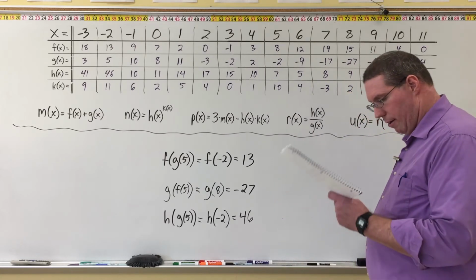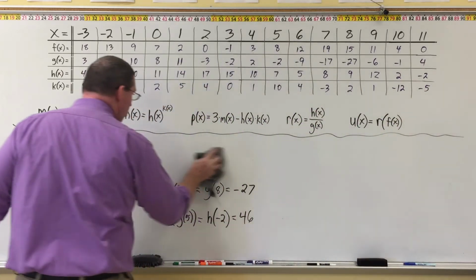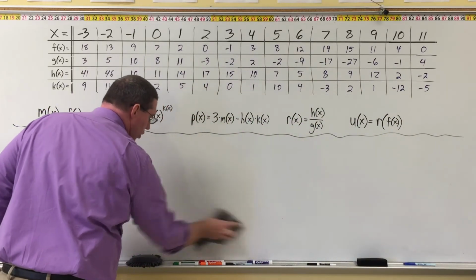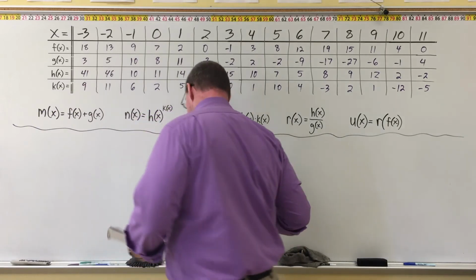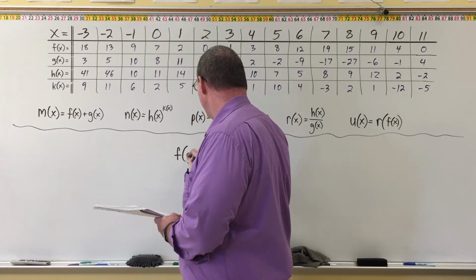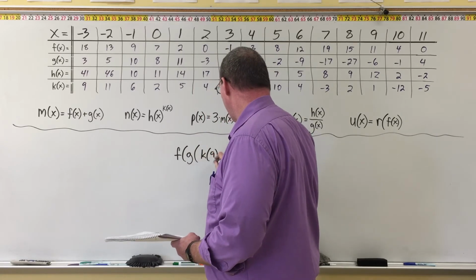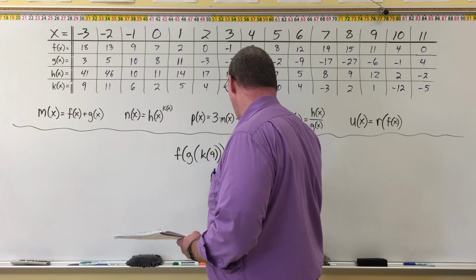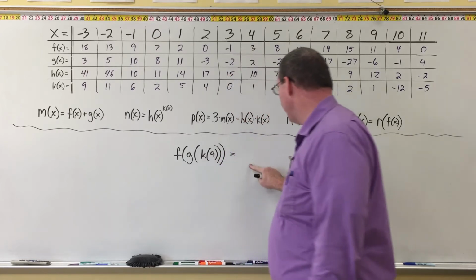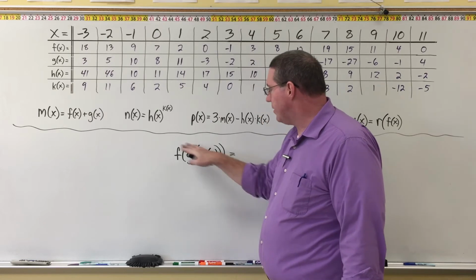Now we're going to try some more difficult problems here, where we're going to try and do triples, okay? So a function inside of a function inside of a function. So let's try, how about f of g of k of 9, okay? And so now we're going to have to do a couple different steps. We're going to work our way inside to outside.